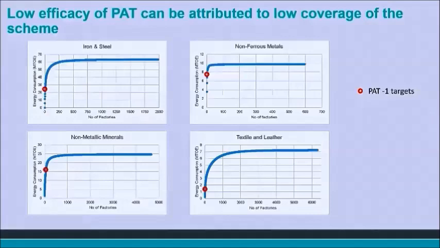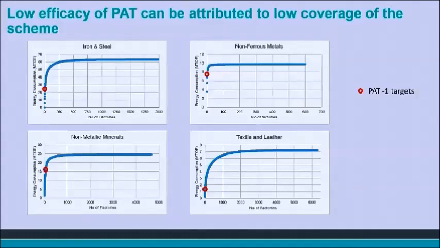So one plausible explanation that we found, that is seen over here, is a low coverage of PAT industries. That is the primary reason why we are not seeing the impact of PAT on the entire industrial sector. Now, over here, I have put out the data from the annual survey of industries. This is basically the cumulative energy consumption graph, where number of factories is on the x-axis and the cumulative energy consumption is on the y-axis.